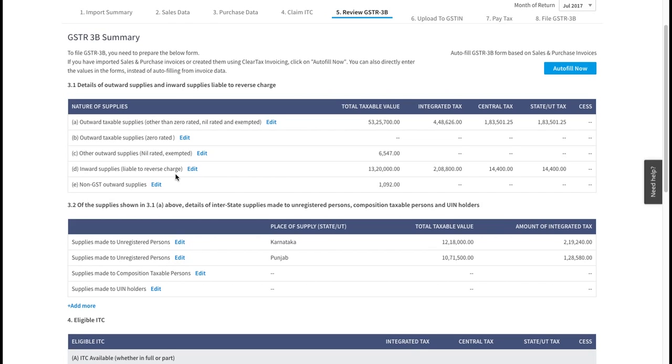Examples of such goods include alcohol for human consumption, petrol products, that is, petroleum crude, motor spirit, commonly known as petrol, high speed diesel, natural gas, and aviation turbine fuel.